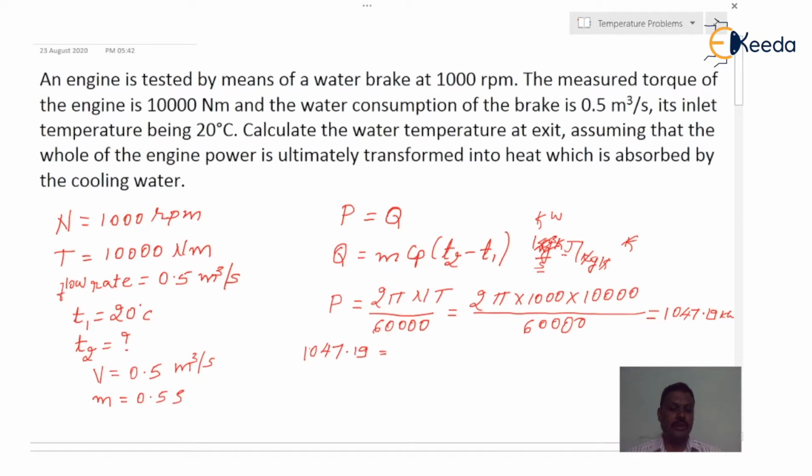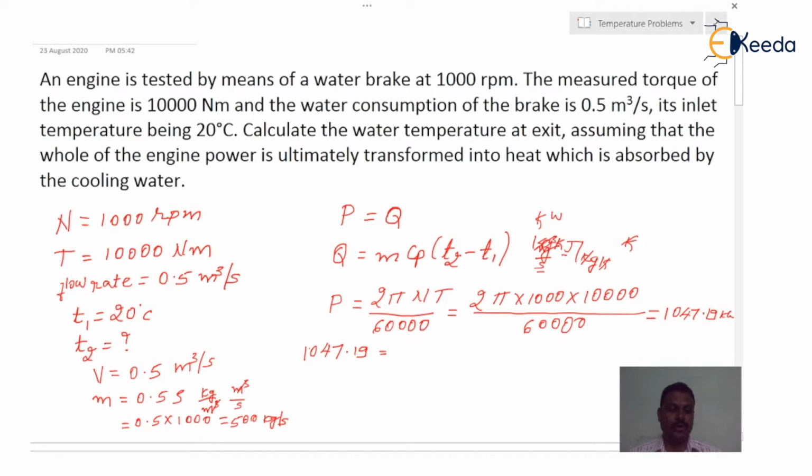So here this is already 0.5 meter cube per second. So rho is in kg per meter cube, and the flow is in meter cube per second, so this meter cube gets cancelled. Since the mass flow rate is 0.5 into rho, and rho for water is 1000 kg per meter cube, this will be 0.5 into 1000, which is 500 kg per second.